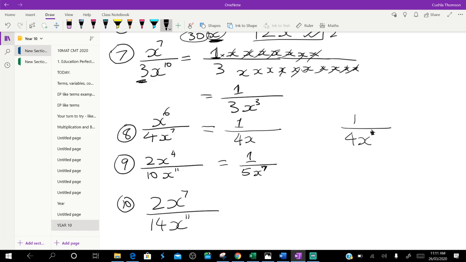Okay, good, William. Right, are you all good with these ones? Cool. Right, yes, well done, Jasper. It's 1 over 7x to the power of 4. Lovely. Okay, finally, I'm going to do these square rooty things for you.